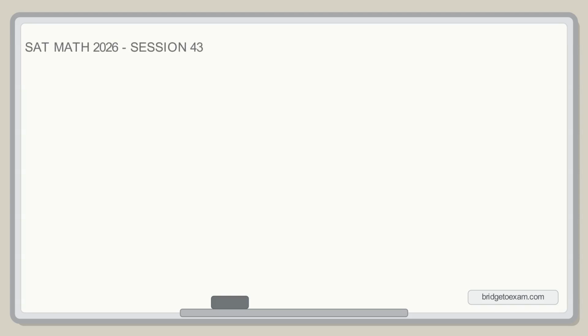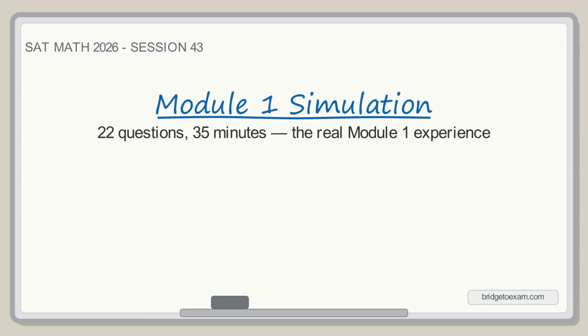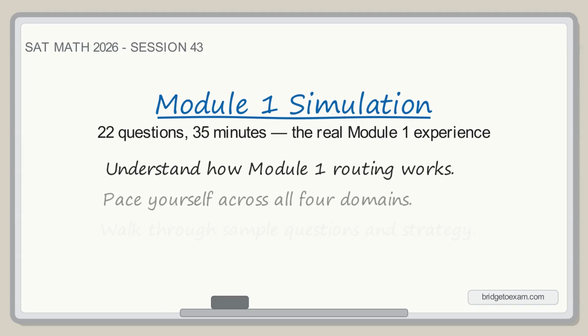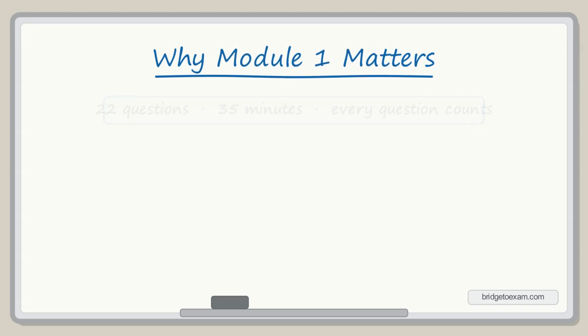Welcome to session 43. We're now in full section practice. This is a Module 1 simulation. 22 questions in 35 minutes. Built to feel like the real first module of the digital SAT. We'll cover how routing works, how to pace across the domains, and walk through a few sample questions, plus the strategy to use. First, why Module 1 matters so much.